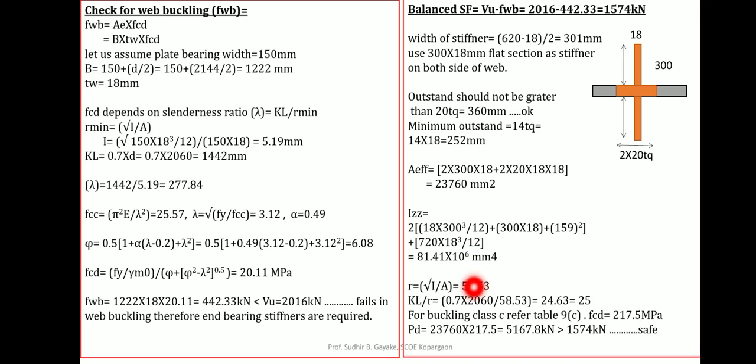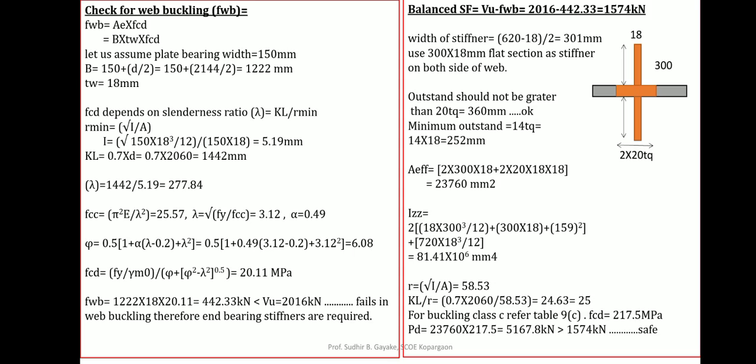Now referring to buckling class C, Table 9C, Fcd is 217.5. For this Fcd and the effective area, you can calculate the force. Now this force after providing the end bearing stiffeners is almost 5167 kilonewton, which is greater than your difference value of 1574. So if you provide stiffeners on either side, your cross section is capable of taking a force of 5000 kilonewton, and it is subjected to only about 2060. Therefore the selected end bearing stiffeners are safe to transfer the required shear force.